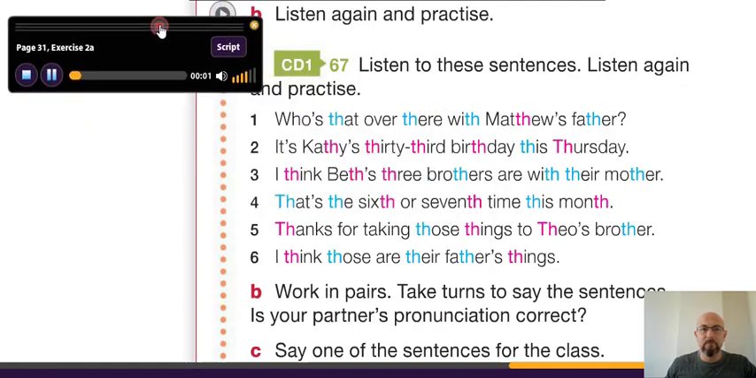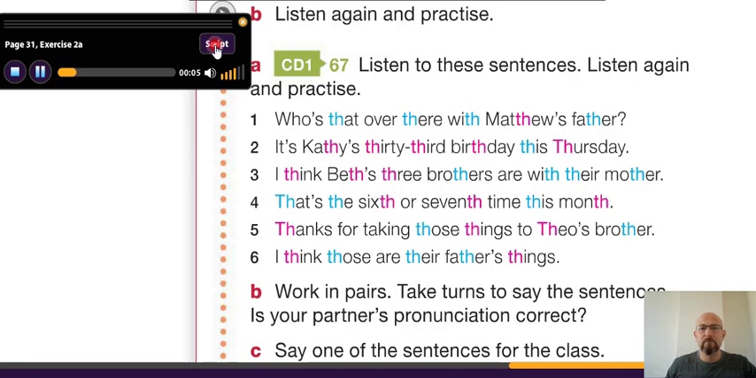Track 67. 1. Who's that over there with Matthew's father? 2. It's Kathy's 33rd birthday this Thursday. 3. I think Beth's three brothers are with their mother. 4. That's the 6th or 7th time this month. 5. Thanks for taking those things to Theo's brother. 6. I think those are their father's things.